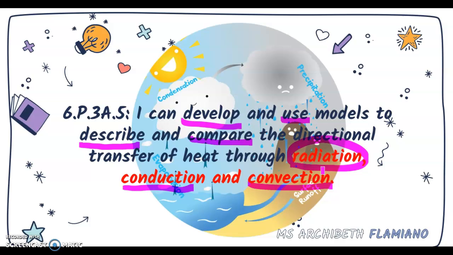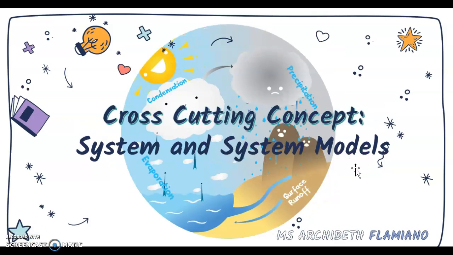We're going to make and use a model so we will be able to describe how radiation takes place, how conduction takes place, and how convection takes place. After that, we're going to compare each of these to each other: how heat is being transferred through radiation, conduction, and convection. For a cross-cutting concept, we have systems and system models.